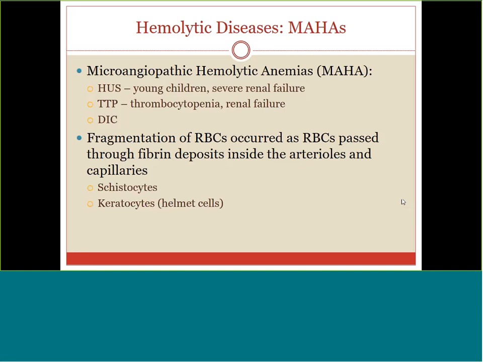So again, it talks about the fragmentation of red cells occurring. Our red cells pass through fibrin deposits in those arterioles and capillaries. So again, that's the principle of what MAHA is. Of course, this is an intravascular hemolysis. It's occurring inside the blood vessels, so you'll see those intravascular signs. So schistocytes, helmet cells. Helmet cells or keratocytes always go along with schistocytes. They're seen in the same things.